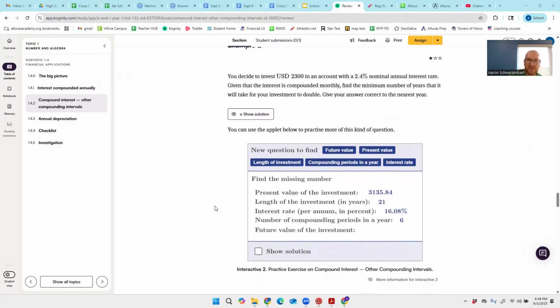So here's the last question for this. You decide to invest 2,300 in an account with 2.4% nominal annual interest. Given the interest is compounded monthly, find the minimum number of years that it will take to double your investment. There's a little trick that could make this slightly easier, but doubling your investment is this. So I've doubled the money. I don't know why I put my parentheses there.